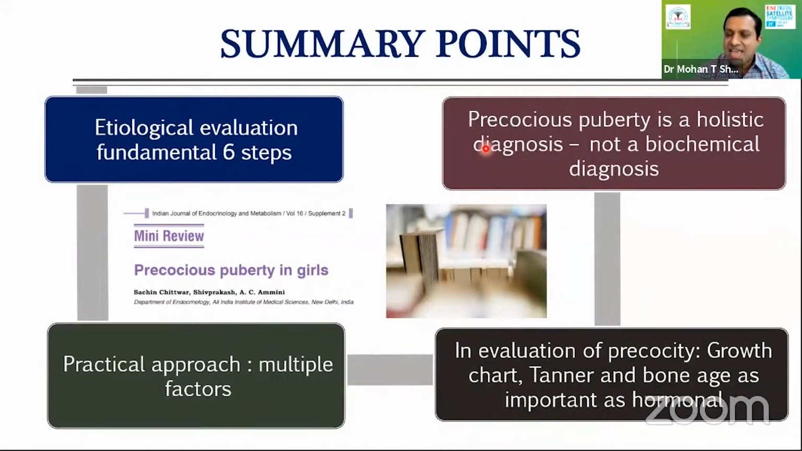So, summary points: fundamental six steps have to be remembered. Precocious puberty is a holistic diagnosis. It is not a biochemical diagnosis alone. Practical approach, multiple factors to consider. In evaluation of precocity, growth chart, Tanner staging and bone age are as important as the hormonal profile. A beautiful summary is taken from a mini review published by Amini Madam's group from AIIMS.